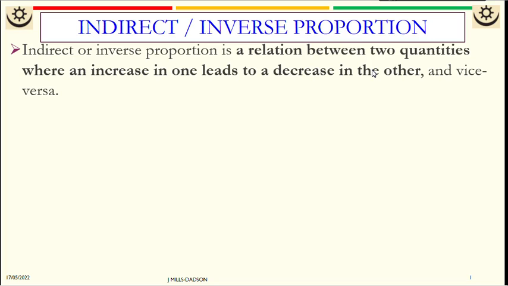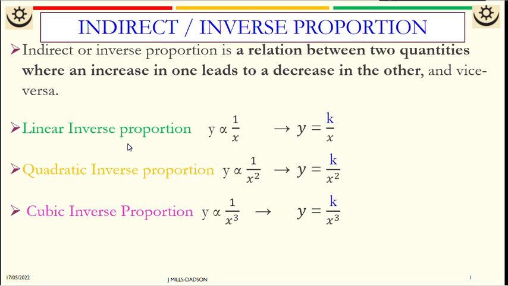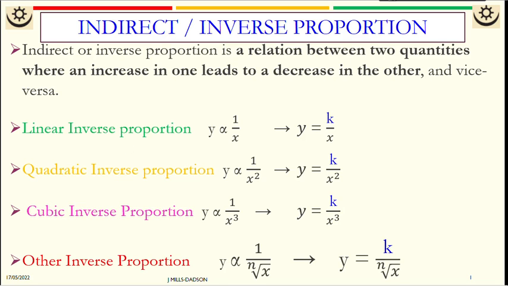Indirect or inverse proportion is a relation between two quantities where an increase in one leads to a decrease in the other and vice versa. So we'll be looking at 4 different variations of inverse proportion. We'll look at the linear version, quadratic version, cubic, and other inverse proportion.